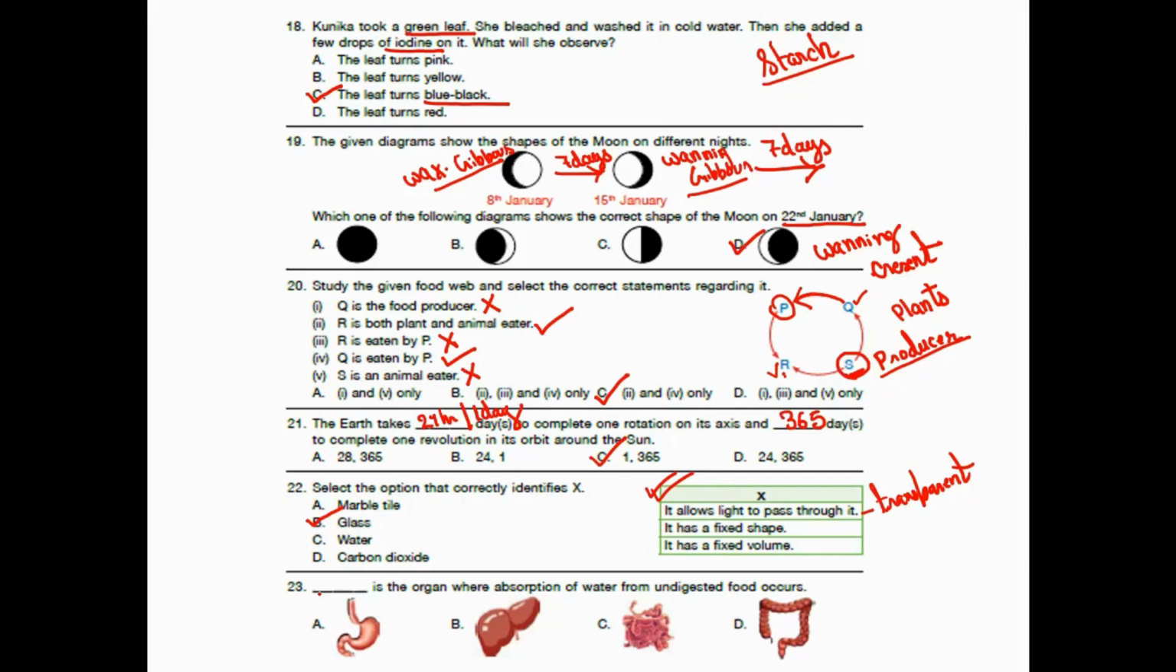Coming to question number 23, it says, dash is the organ where absorption of water from undigested food occurs. So we know the organ that is involved in the absorption of water from the undigested food is the large intestine, right? So in the options we can see the first option is the stomach, the second option is liver, the third option is the small intestine, and the fourth option is the large intestine. So D is the correct answer.